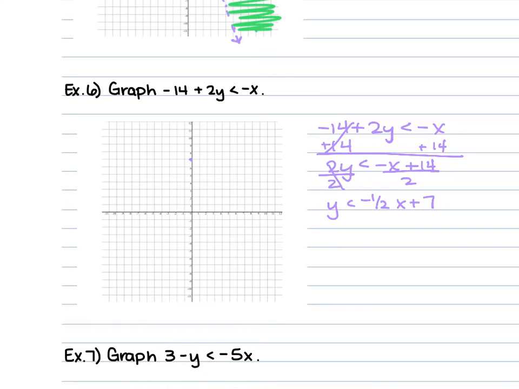So we're going to go to 7 on that y-axis. Go down 1 and to the left 2. Down 1 to the left 2. And then up 1, down 1 to the right 2. Down and then up 1 to the left 2. Again, this is not equal to, so we would draw a dashed line through these points. And then we would shade below it.